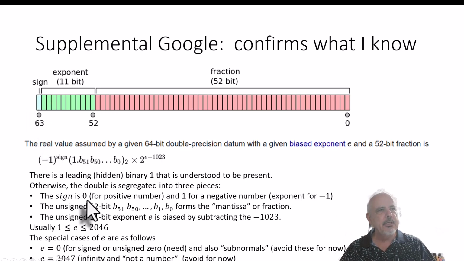If it's 0, that's going to be positive, because with that sign bit 0, you think about minus 1 to the 0, well, that's just 1, right? So that's a positive number. And if it's a negative number, then that sign bit would be set to 1, and then you would have minus 1 to the 1, or minus 1, multiplying all this.